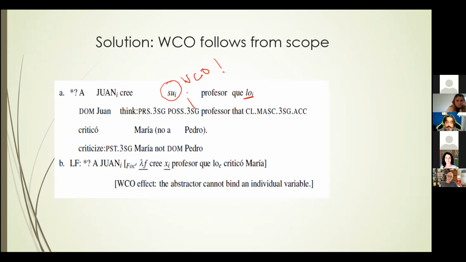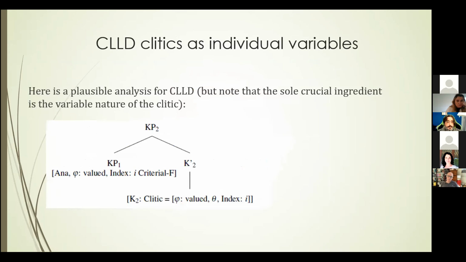Why? Because we have here A movement, perfect. But then the following step of movement is A-bar. An A-bar movement abstracts over choice functions, and then you get weak crossover effects. This doesn't happen with clitic left dislocation, because clitic left dislocation is A-bar movement, or A-bar dislocation, or A-bar extraction, as you want. And uniformly, this type of dislocation acts over an individual variable, which is the clitic itself, right?